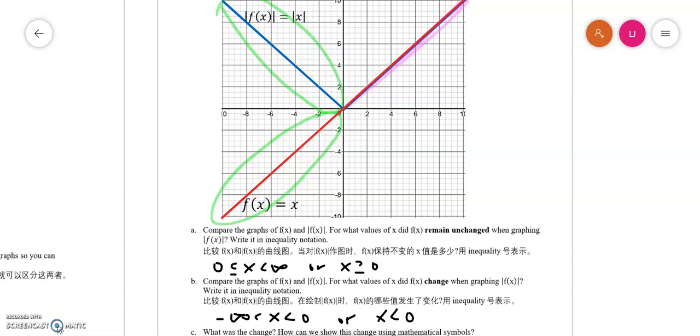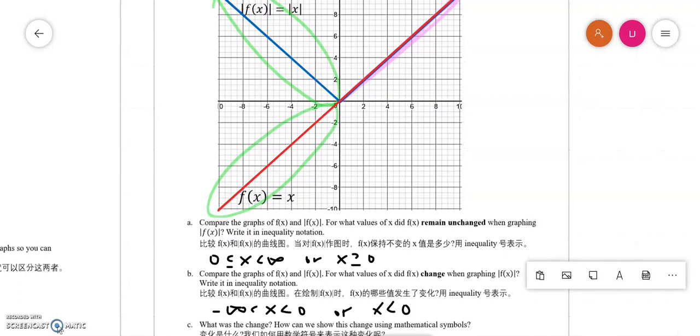All right, so how can we represent this change now? That's what the next question wants to know. Like, we know it's different, but what exactly is different about it? And what happens is we can see that one is a reflection of the other. So there are a couple of ways we can think about it. When we did transformations, how did we represent a reflection? This was with a negative sign.